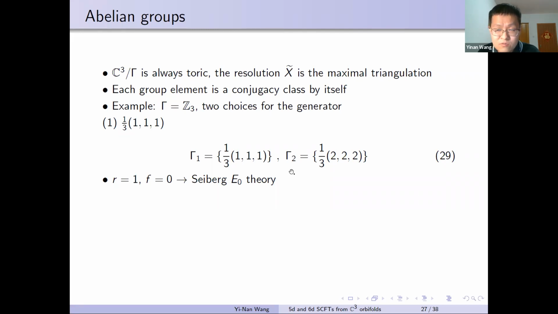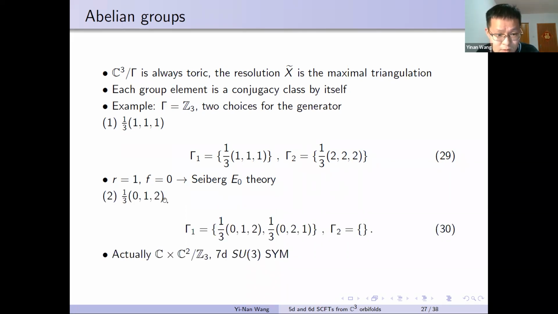And now applying the formula I just introduced before, we can compute that the 5D rank of this guy equals 1 and the flavor rank equals 0. And this is exactly consistent with the fact that C3 mod Z_3 should give rise to a Seiberg E0 theory. So the geometry is just a local P2. Okay. On the other hand, we can also choose a second generator like this, but for these cases, the geometry is actually C times C^2 mod Z_3, and that does not give rise to a 5D theory. So we will just ignore these possibilities.